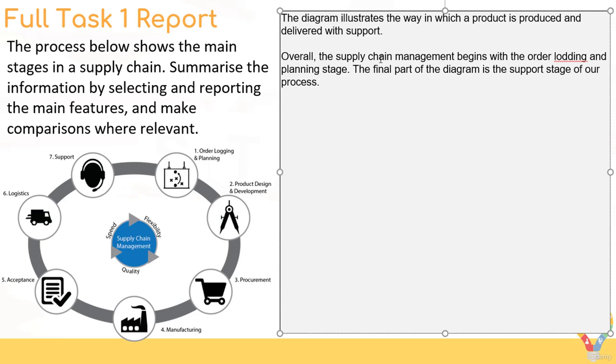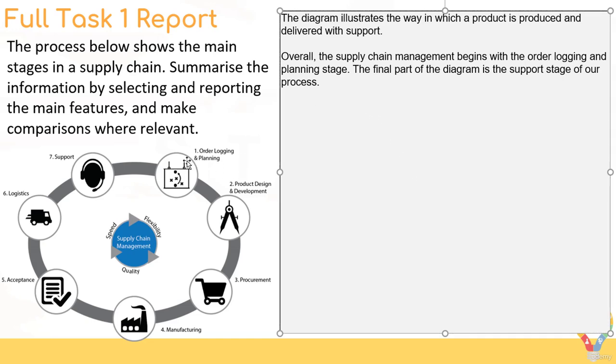Overall, the supply chain management begins with the order logging. Apologies for my spelling there. Add two G's. Order logging and planning stage. The final part of the diagram is the support stage of our process. Perfectly fine. So it's now time for me to move on to our detail paragraph.